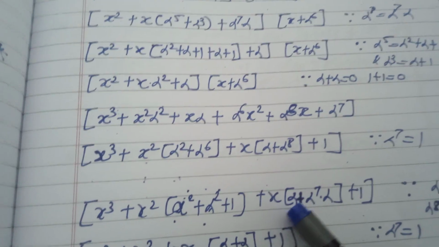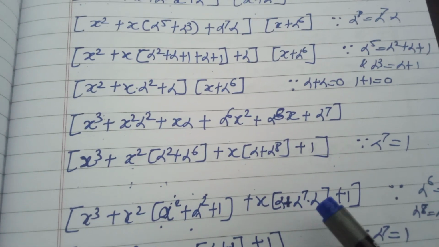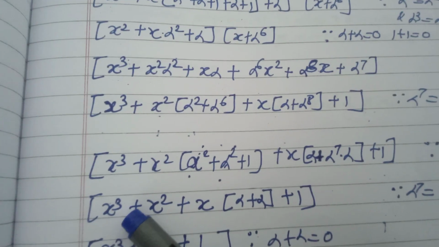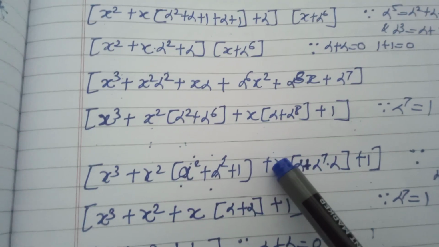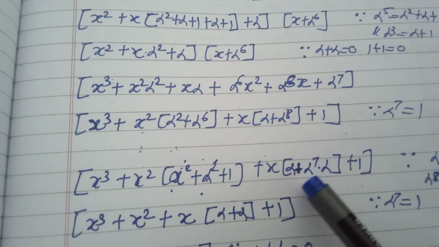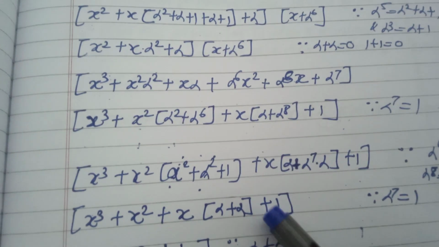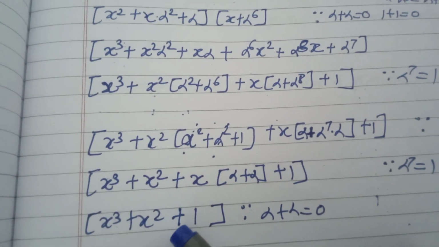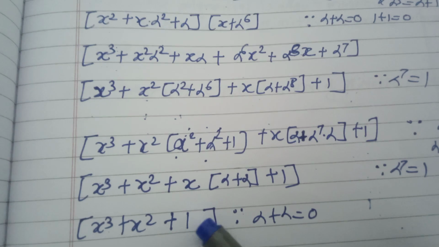Then x alpha 8 means alpha 7 into alpha plus 1. Then alpha square gets cancelled out. It is x cube plus x square. X alpha 7 is 1. Alpha plus alpha plus 1. Alpha plus alpha is 0. So x cube plus x square plus 1 is the minimal polynomial of alpha cube.